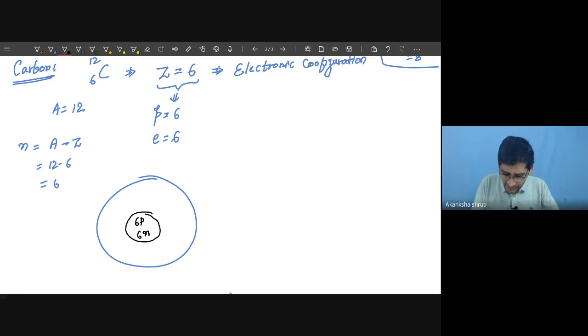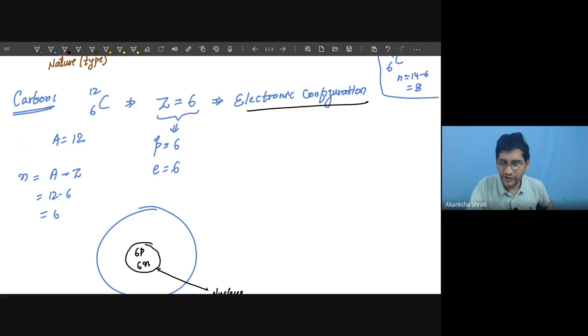So this central region is called the nucleus, and the electrons, which are 6, are revolving around this nucleus. How these electrons are distributed or revolving is given by the electronic configuration. So let us first go for the electronic configuration for representing the structure of this atom.